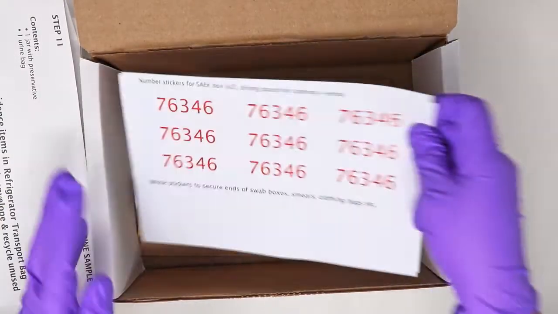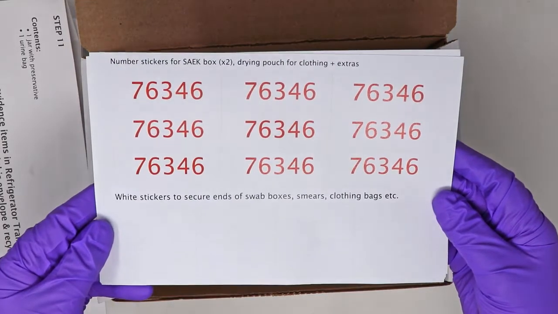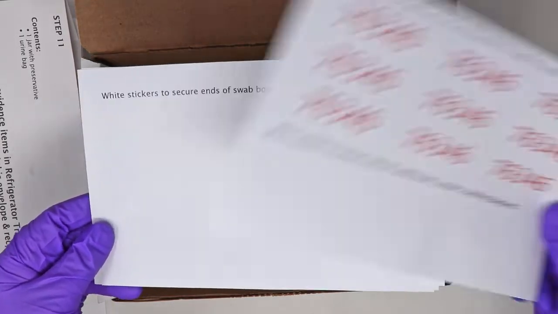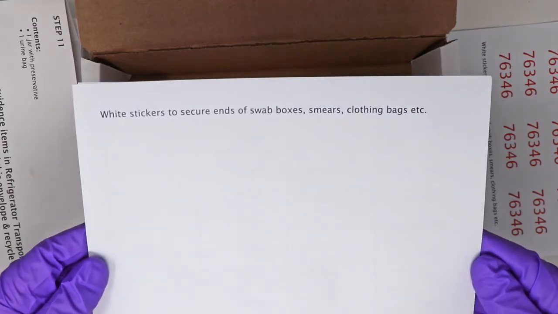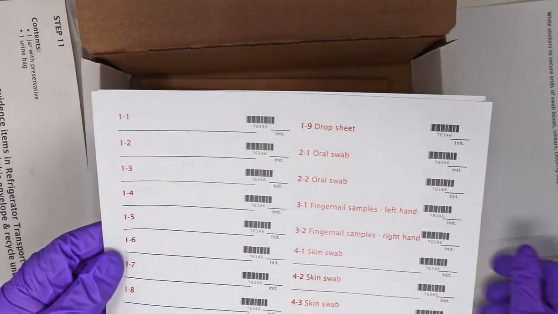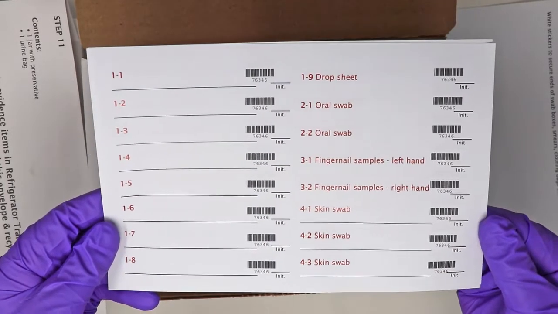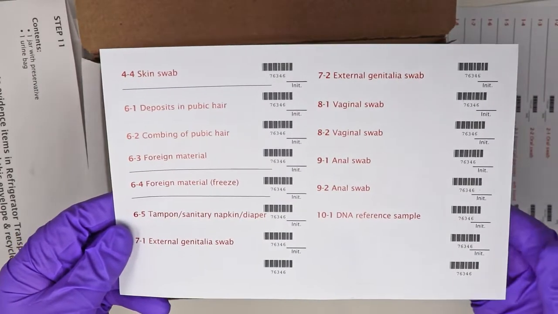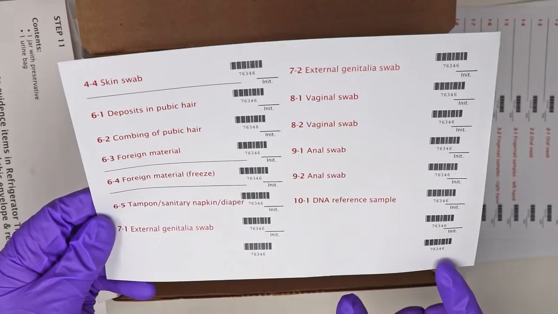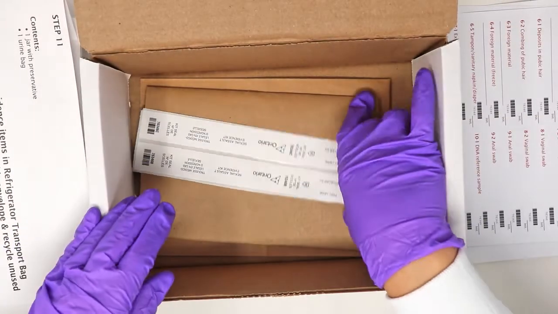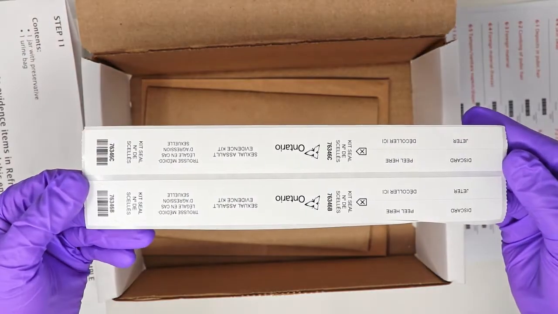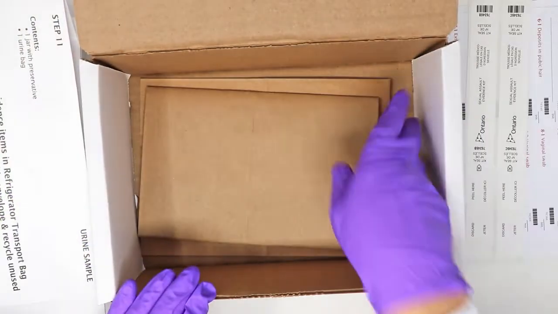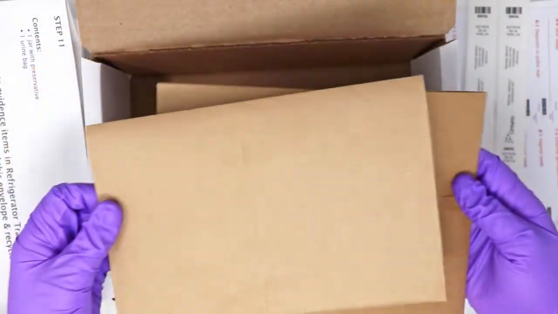This kit also contains numbered stickers that can be used for various items of evidence, as well as white stickers to secure swab boxes, item labels for each of the steps. Each of these have the kit number included as well. There is also additional seals for sealing the box once the evidence has been collected and placed inside. Brown paper bags are also found within the core kit.